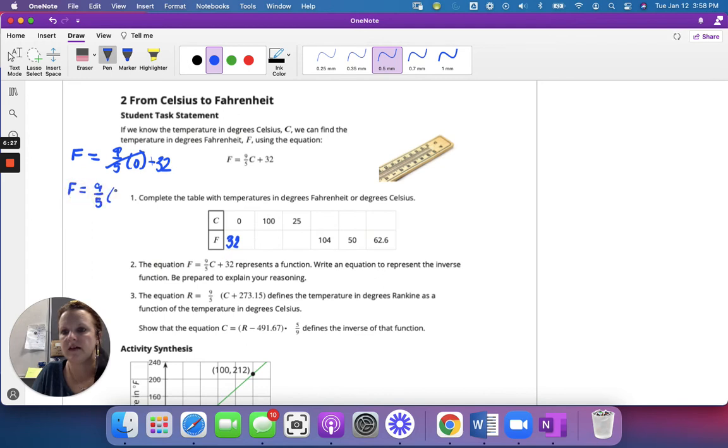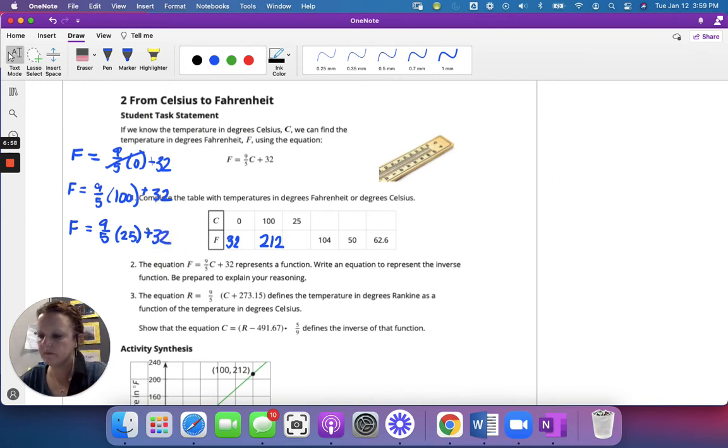9/5 times C, C is 100, plus 32. So 100 times 9/5 plus 32. Okay, now for 25. 9/5 times 25 plus 32.